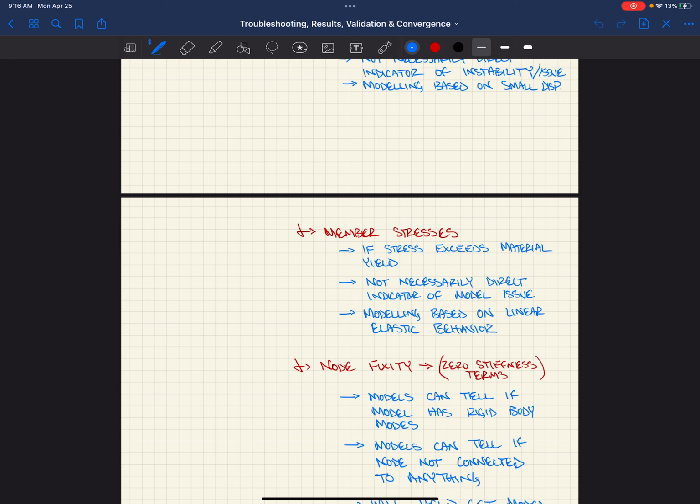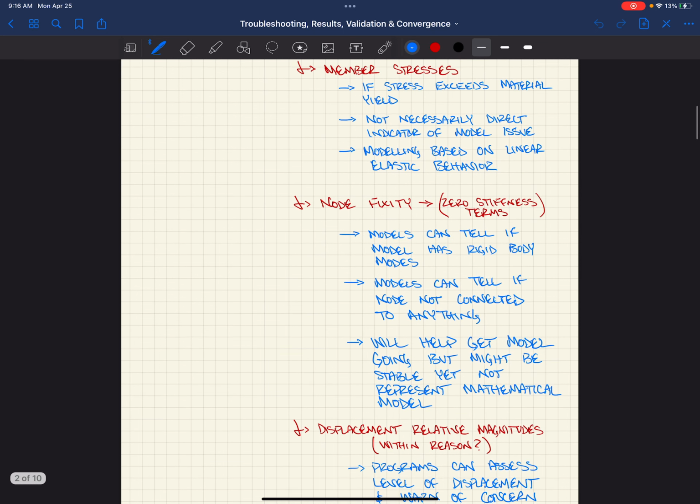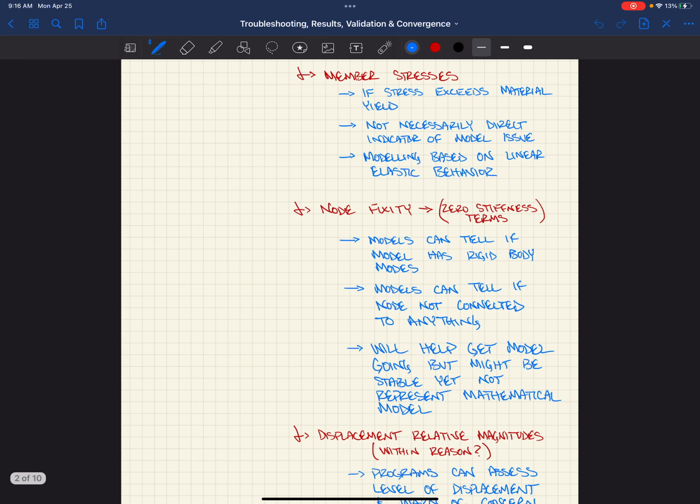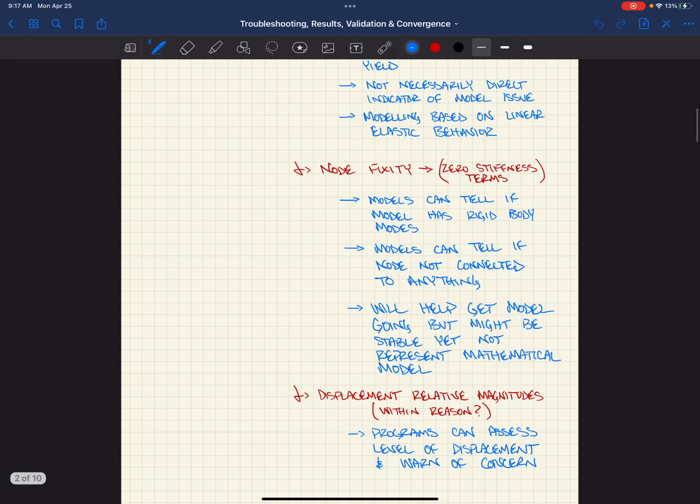Right? Node fixity. Well, VA can tell if your model has rigid body modes, right? If a node can just fly off in space, it's not fixed well enough, well, it can isolate that node, right? If it doesn't have enough fixity to it, it's going to tell you that. And VA will say, hey, we've got this node, it's node 004. It's not attached to anything, right? Okay. It can tell if the node is not connected, which will help get the model going, but it might be stable yet not represent the mathematical model, right?